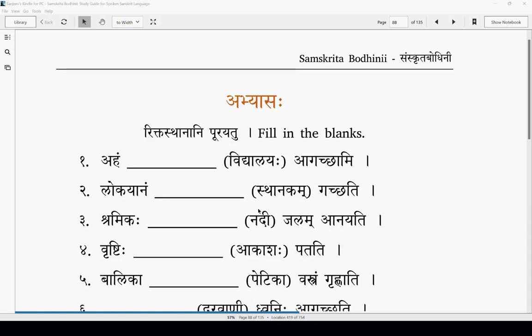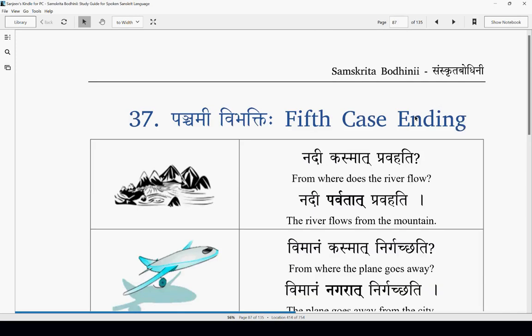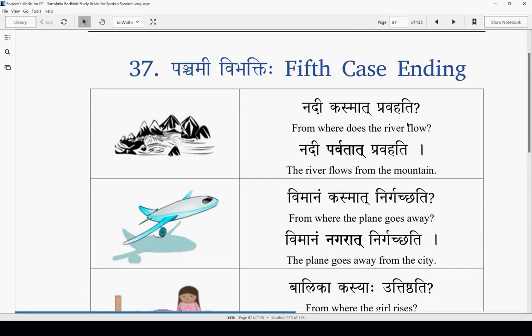Any homework issues? We did Saptami Bhakti and Panchami Bhakti last time. Panchami Bhakti, like this one, is used. When is Panchami Bhakti used? When it originates from something, or where something is going from something. Panchami Bhakti is used on the word which represents the object which is stationary.